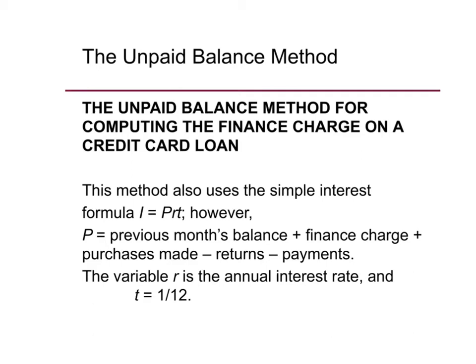You can read through this. I'll just highlight the important parts. We're still going to use our simple interest formula, I equals PRT, but what we're going to do is take our previous month's balance, add the finance charge, the interest, add any purchases that we make, subtract returns, and subtract payments. So this is more just paying attention to detail, making sure that we include everything and take out the things that we should take out. Also, our time is now 1/12 because we're just zeroing in on 1 month out of the year.